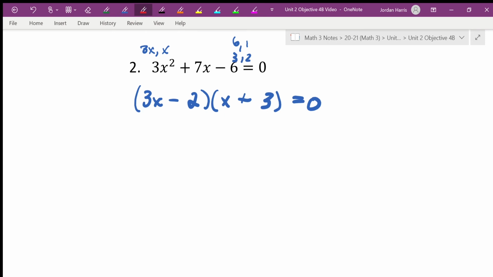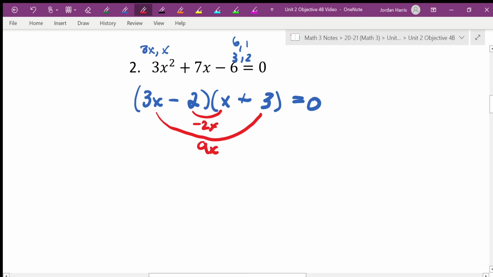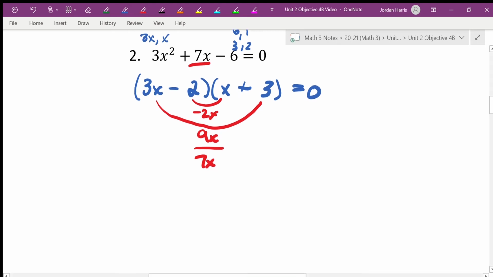Please always check. It's called guess and check. Trinomial factoring, guess and check. So I do the middle term, so negative 2x, and I do the outside term, so that's 9x, and we add them up. Negative 2x plus 9x is positive 7x. That matches. So I know I did it right, because I only use the factors. As long as you only use factors of the first and third terms, and they add up to that middle term, that's how you know you did it right. Okay, so now I know I'm right.